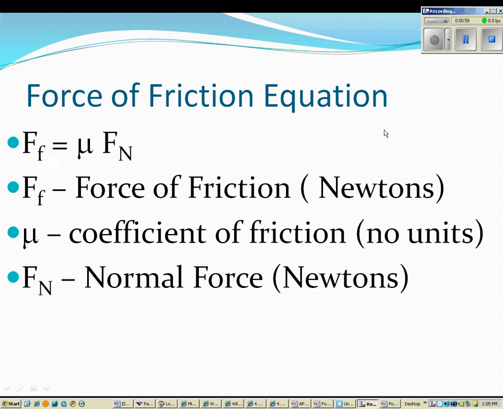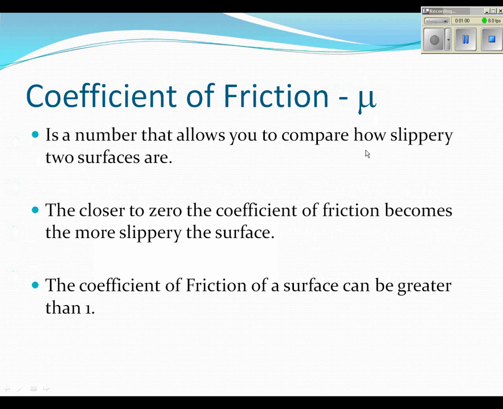Now the coefficient of friction is something that we're not familiar with. It has a mu symbol here. It looks like a U. It's a combination between the M and the U. It is a number that allows you to compare how slippery two surfaces are. The closer to zero the coefficient of friction becomes, the more slippery the surface will be. The coefficient of friction of a surface can be greater than 1. You will have coefficient of friction with values of 3. So things like that are very sticky.